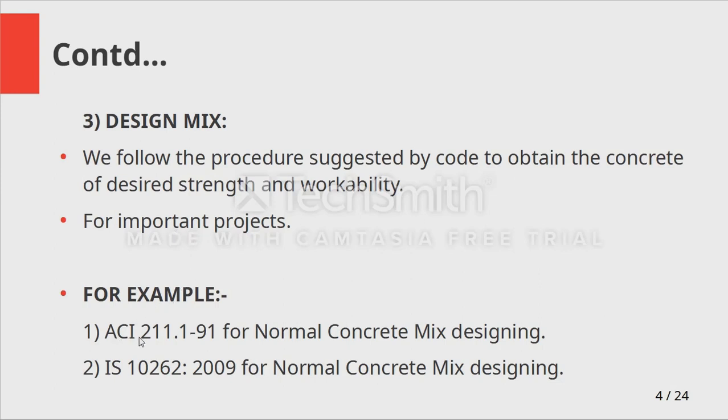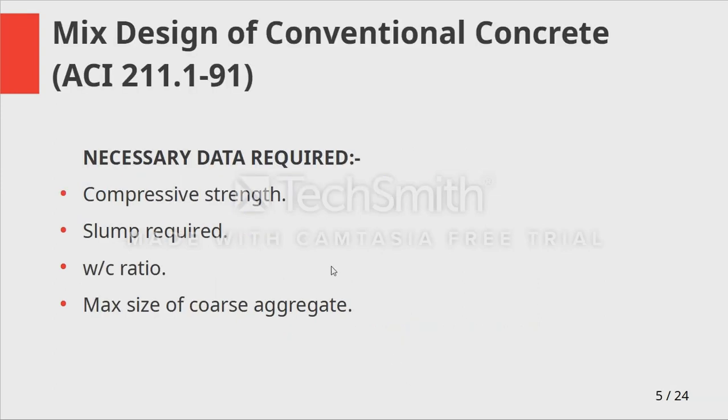For example, ACI 211.1, or 291 for normal concrete mix designing. Similarly, there is another code, the Indian standard, which is IS 10262:2009 for normal concrete mix designing. So now the necessary data that we need in order to design a concrete according to ACI 211. I will be basically discussing this ACI 211. I will not be discussing the Indian standard.